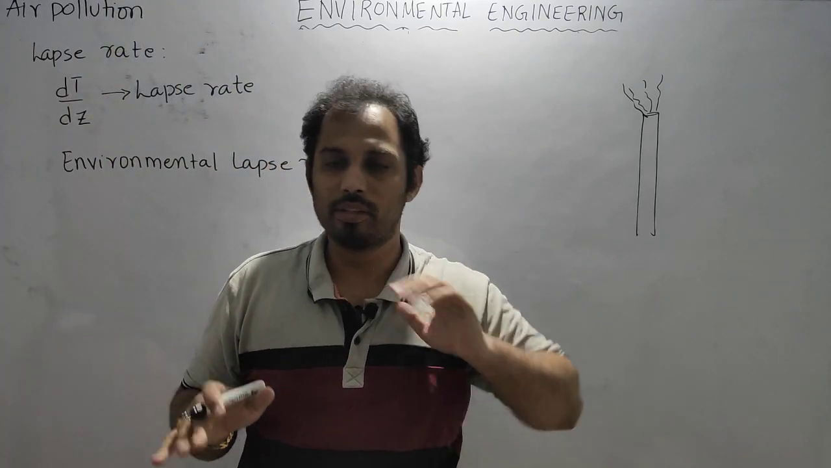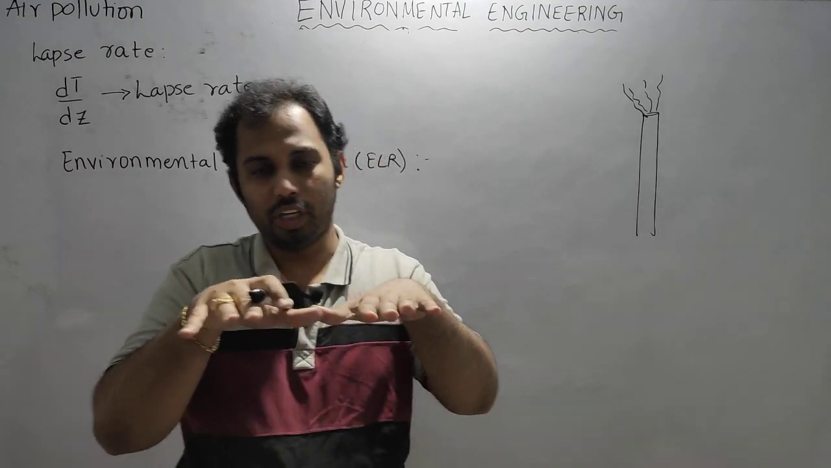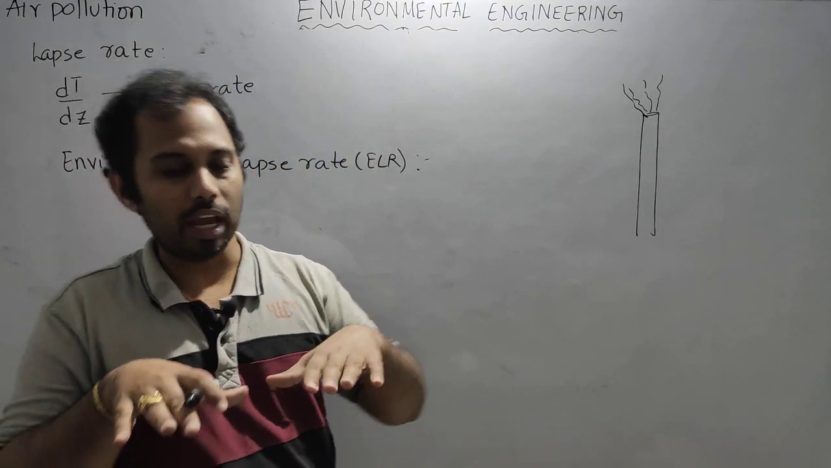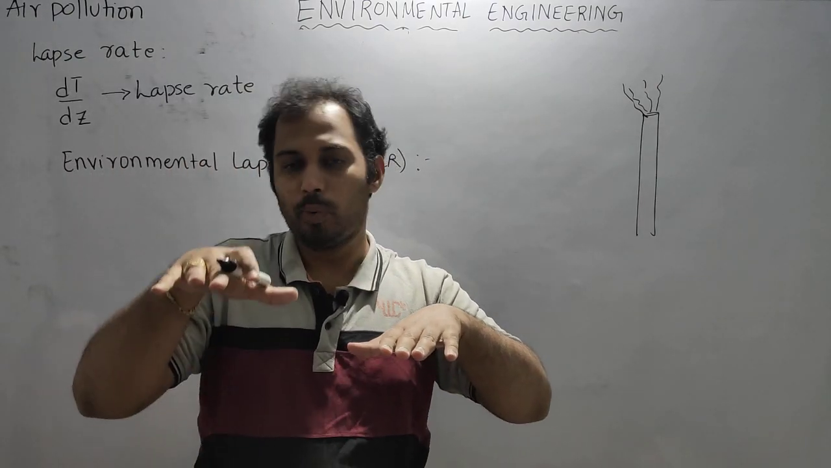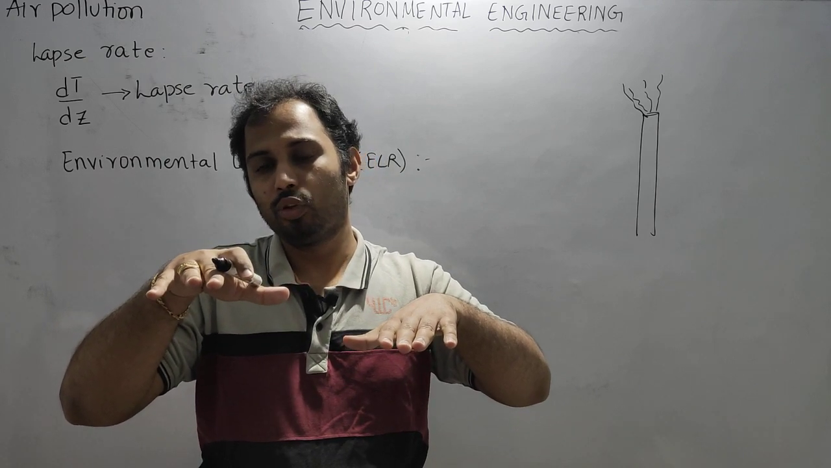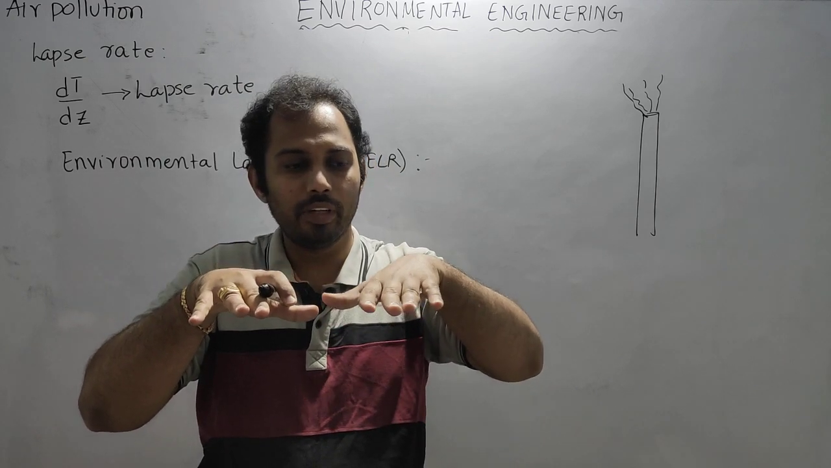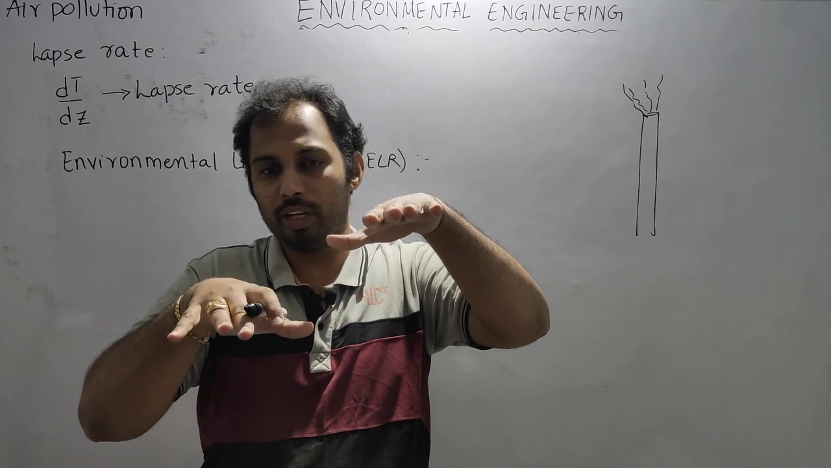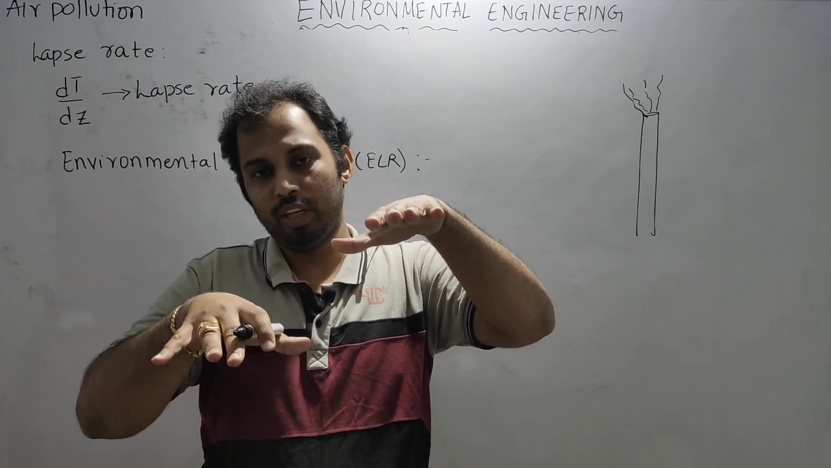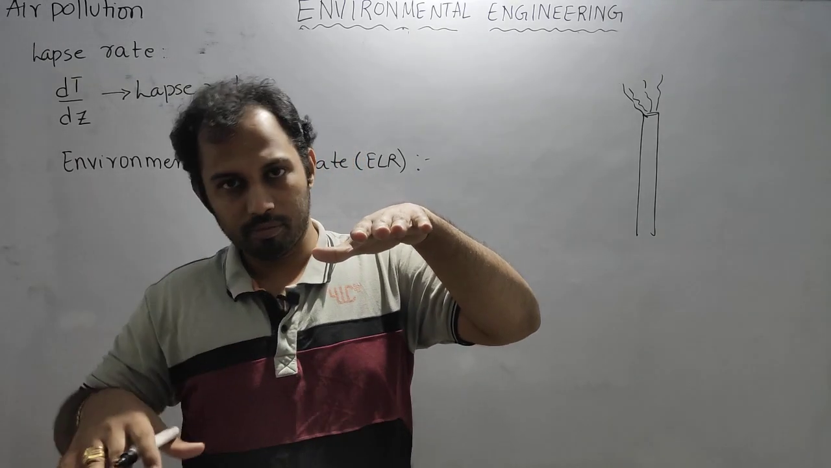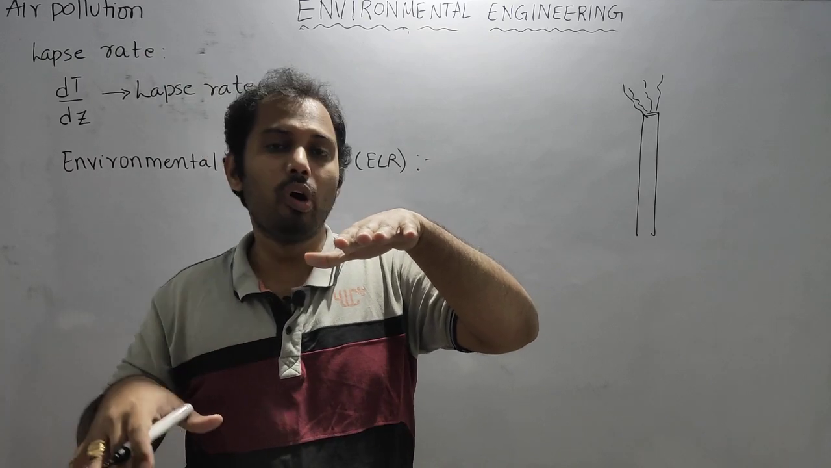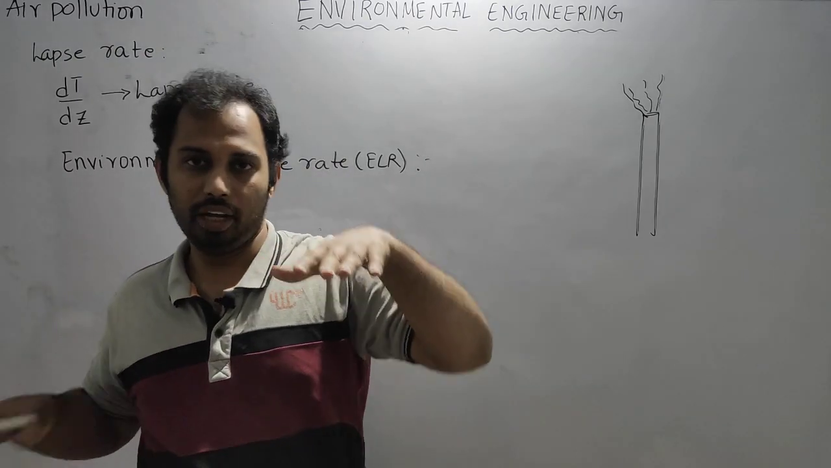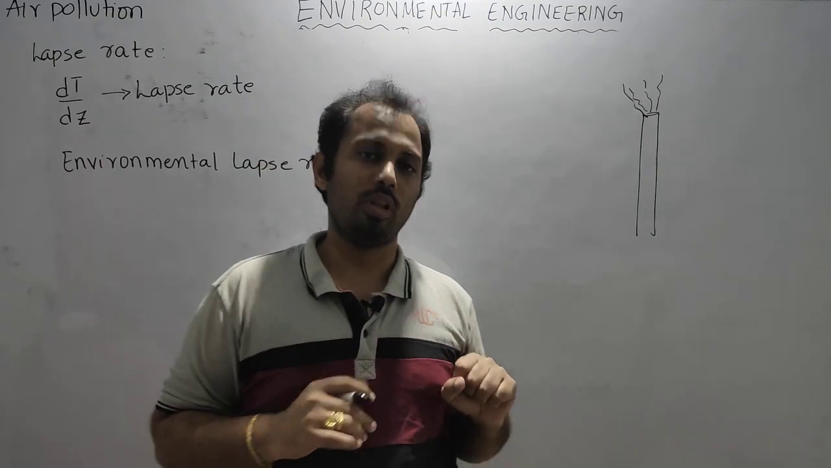But in reverse, if at the exit point itself the environment is warmer and the pollution parcel is cooler, then what happens? Obviously the environment will move up, and the pollution parcel will stay here only, or it may move down because it is heavier, into the residential areas. That is the concept here.